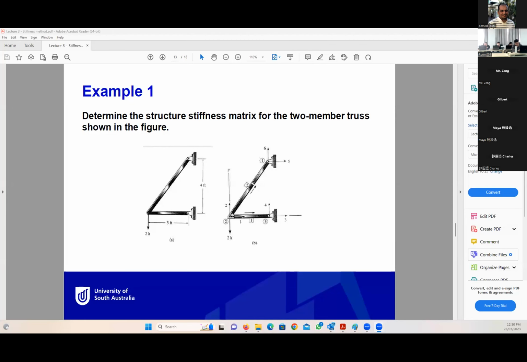Okay, have you tried this example, or can anyone tell me what we need to do?